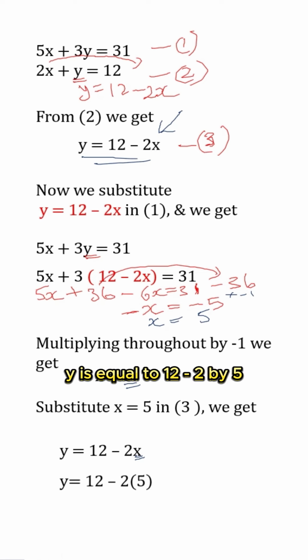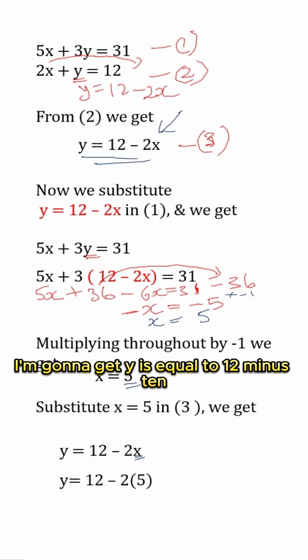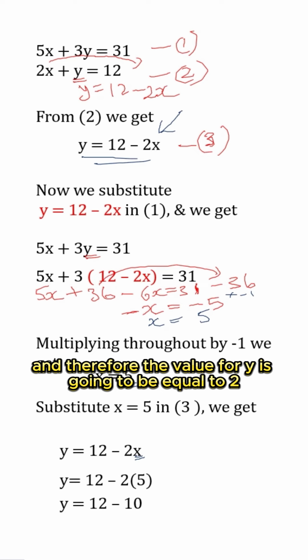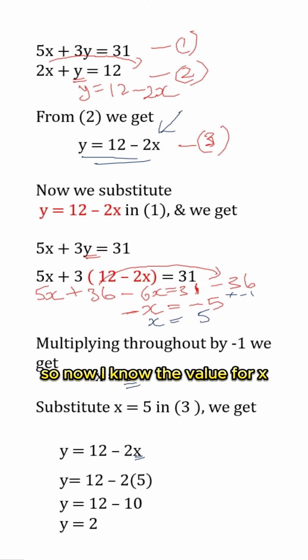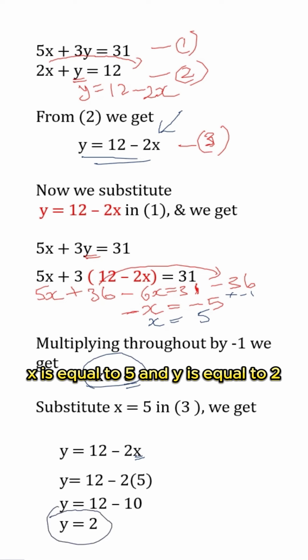So here we have y is equal to 12 minus 2 by 5. If I simplify this, I'm going to get y is equal to 12 minus 10. And therefore, the value for y is going to be equal to 2. So now I know the value for x and I know the value for y. x is equal to 5 and y is equal to 2.